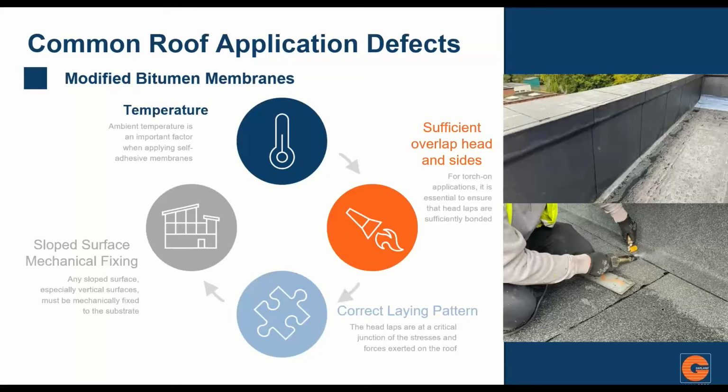Application defects in terms of bituminous membranes. Temperature is key. If we don't use enough temperature, you won't melt the bitumen, and it won't bond. But equally, if you use too much, you'll completely blow the body of the membrane apart, and you'll end up with a really thin membrane, compromising the performance that you should get.